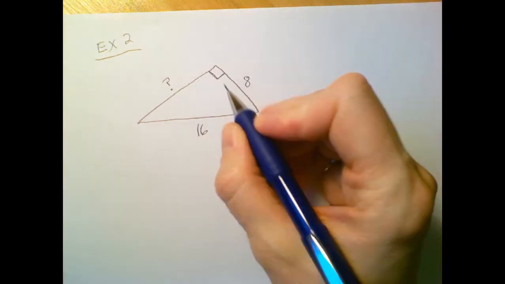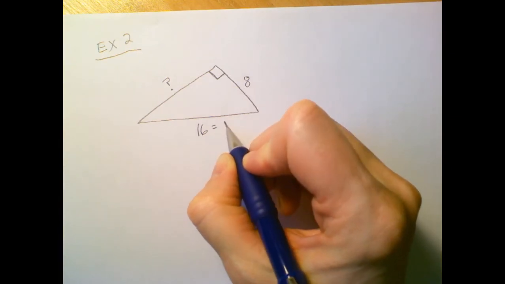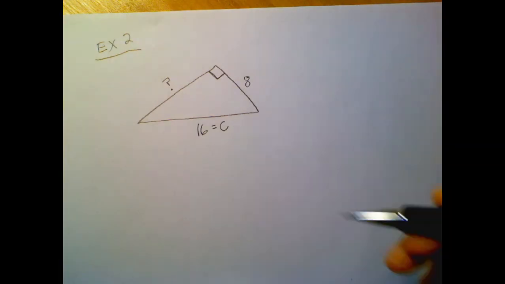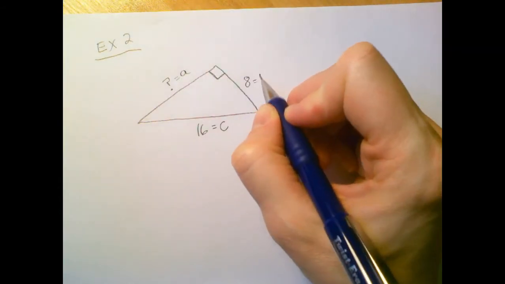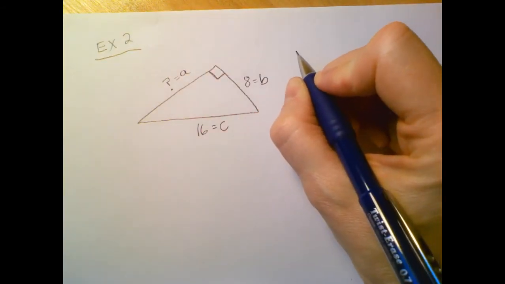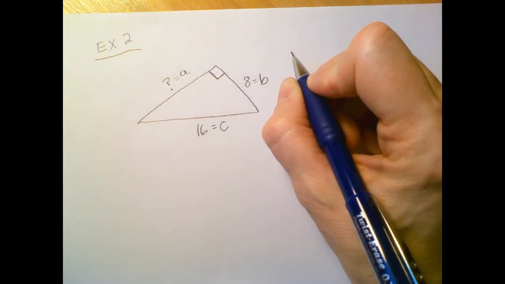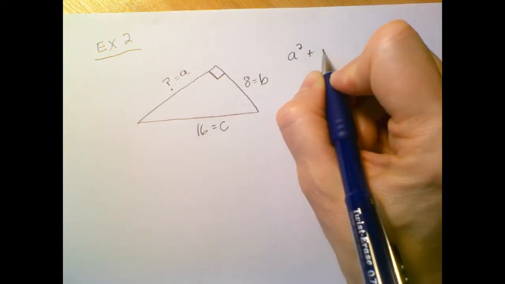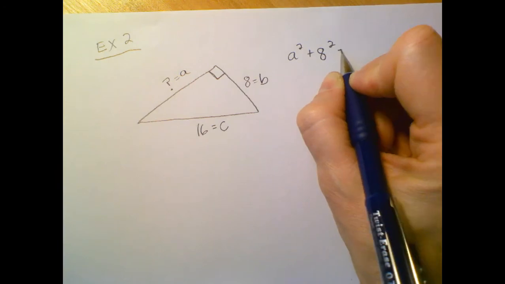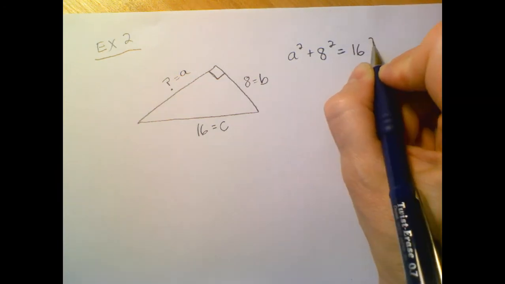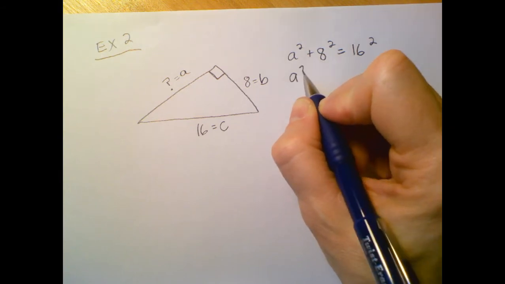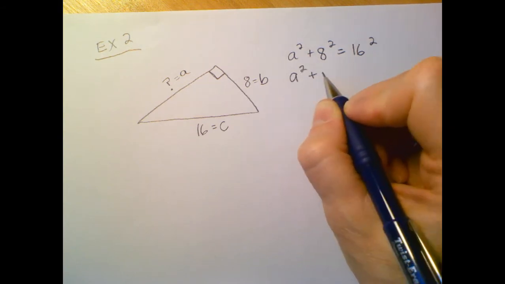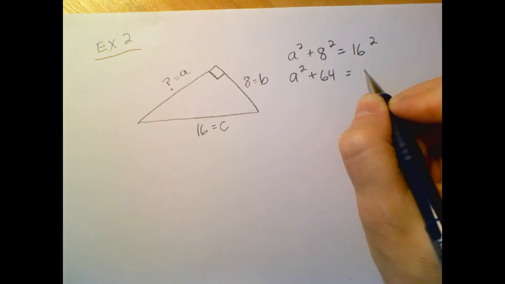All right, so this is the hypotenuse. 16 is the hypotenuse, so we know that has to be the C. And the other two sides are just A and B in any order. All right, so if I run them through the Pythagorean theorem, I'm going to have A squared plus 8 squared equals 16 squared. All right, now square everything first. No square rooting yet. It's way too soon for that.